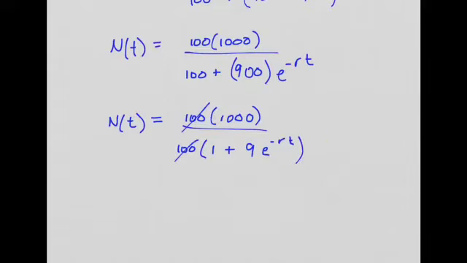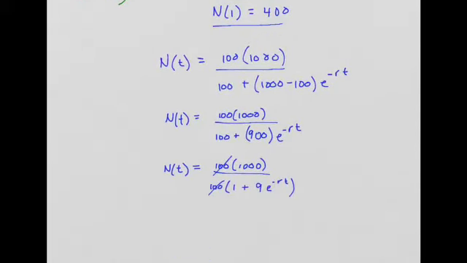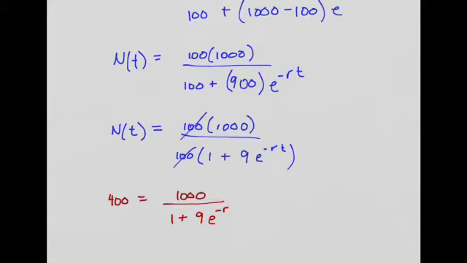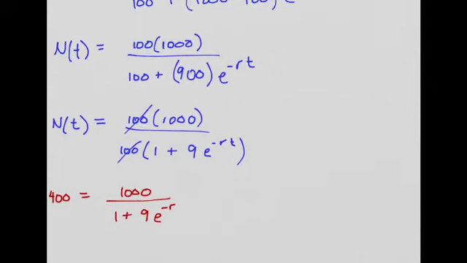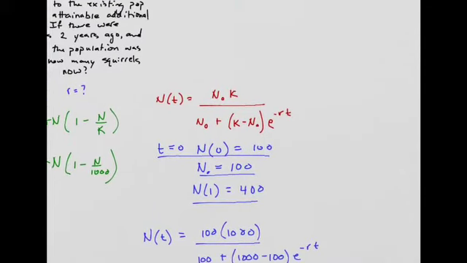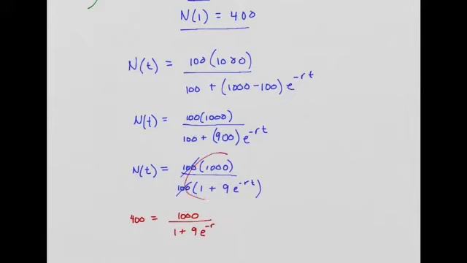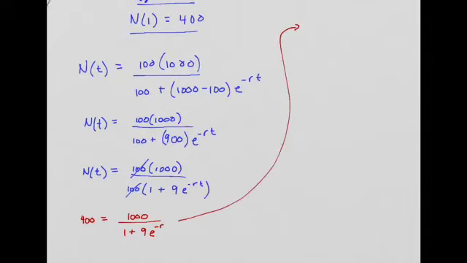And now I'm going to plug in 1. And I know that n of t is 400. And then I'll just solve for r. Once I have r, then I can plug everything back into my original, which would be, I think, that, because that's the simplified version. And, yeah, then that'd be good. I'm going to move that over.